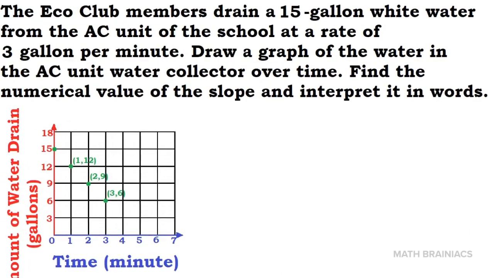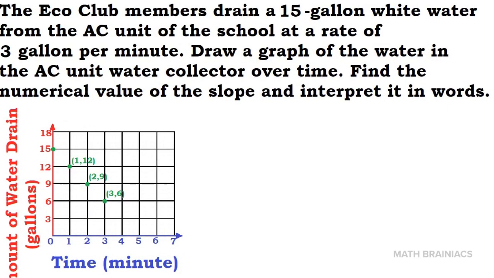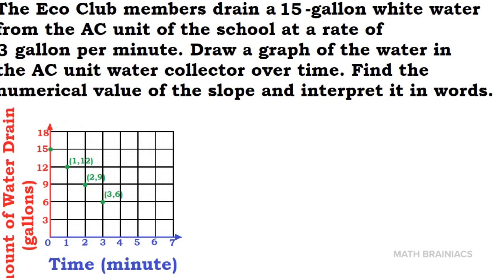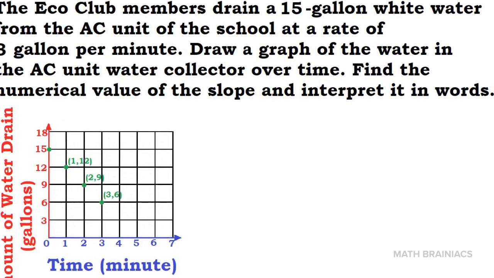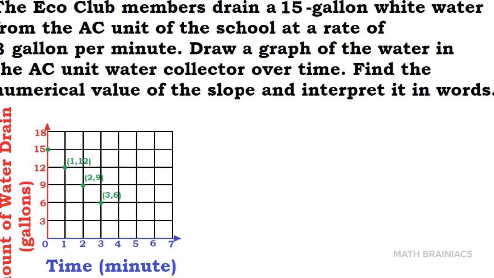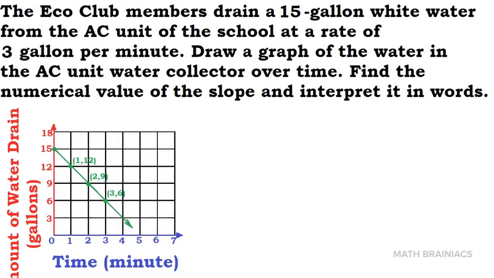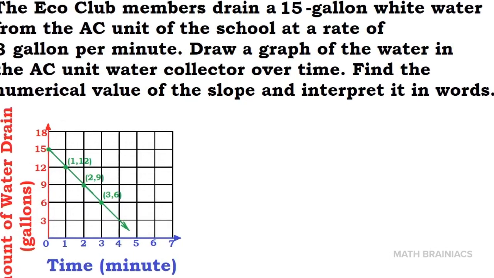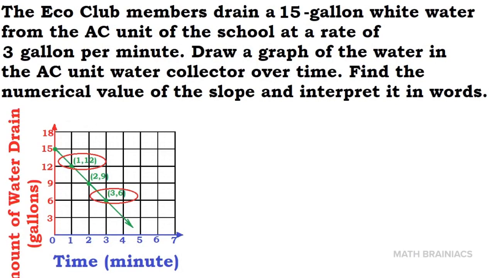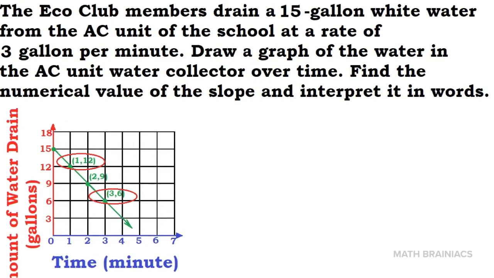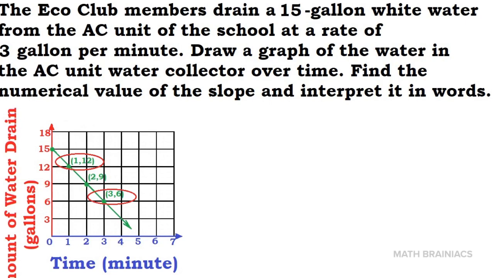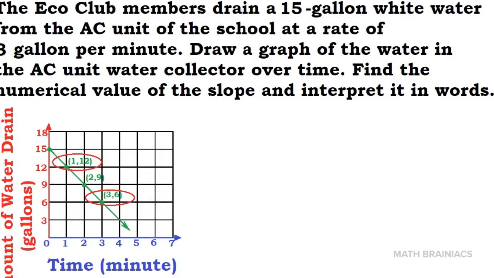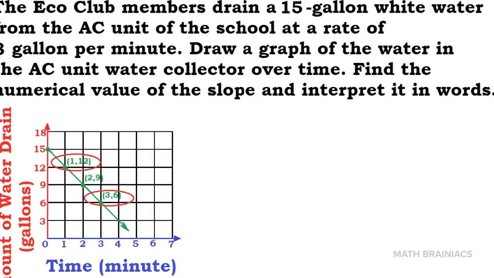After another minute, which will give us a total of 3 minutes, the water collector will drain another 3 gallons. Therefore, 9 minus 3 is 6. So, when x is 3, y is 6. Straight off, let us now connect the dots of the ordered pairs with a straight line. Then, pick 2 points so that we can solve for the slope. I pick point number 1 as (1, 12) and point number 2 as (3, 6).